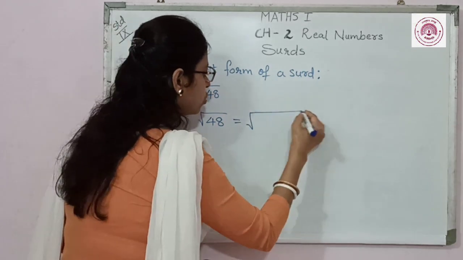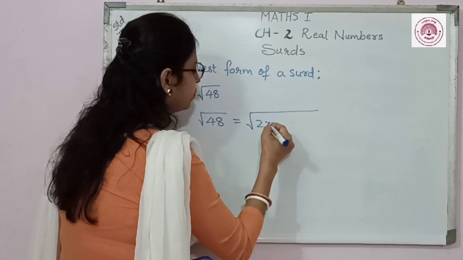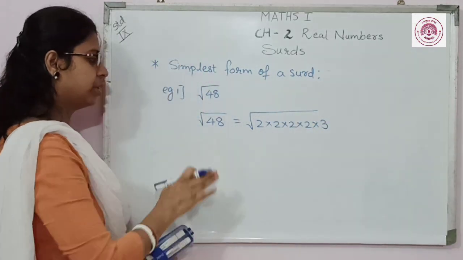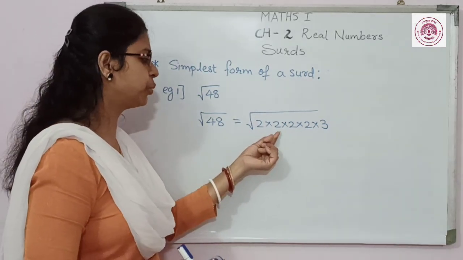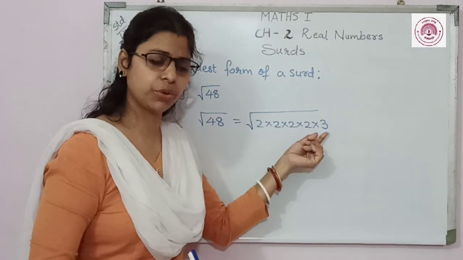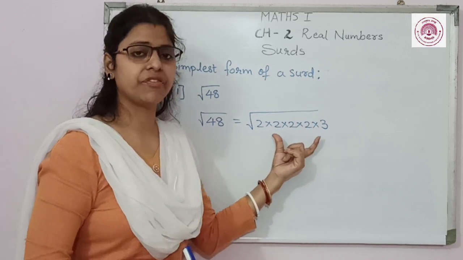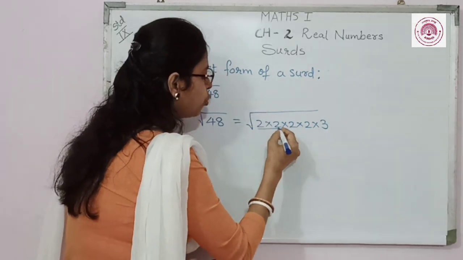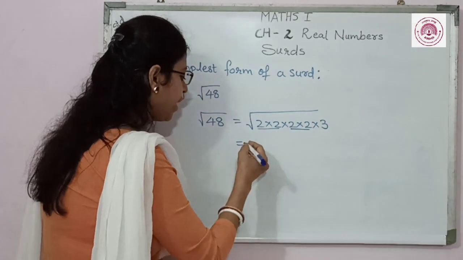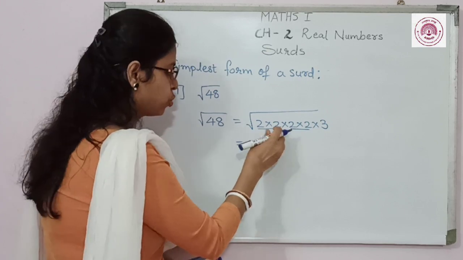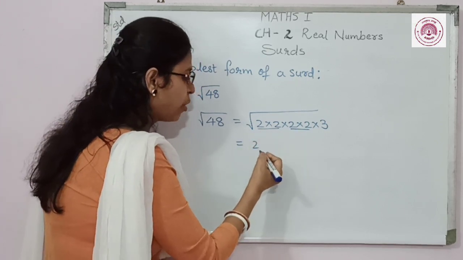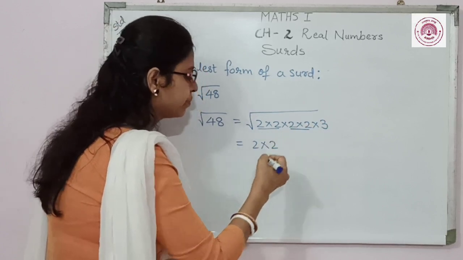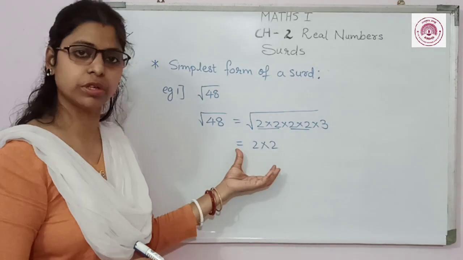Let's write. Square root of 2 into 2 into 2 into 2, 4 times, and then into 3. These are the prime factors of 48. Now as this is square root, we have two pairs of 2's. So from each pair we can take down one 2. So from this pair one 2 will come out of the radical sign, and from the second pair one more 2 will come out. Okay, this you know how to find out the square root.